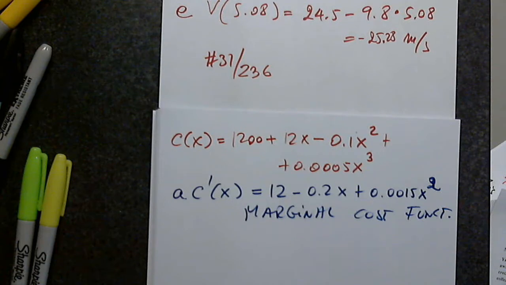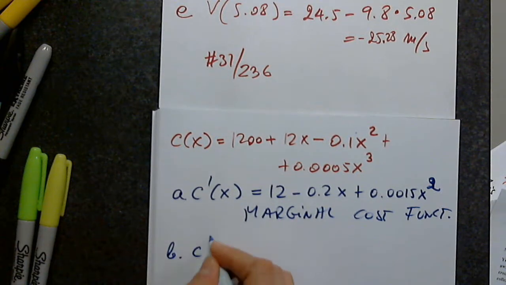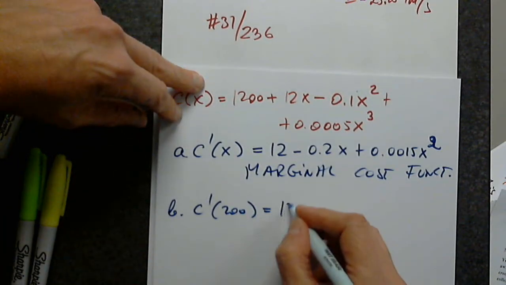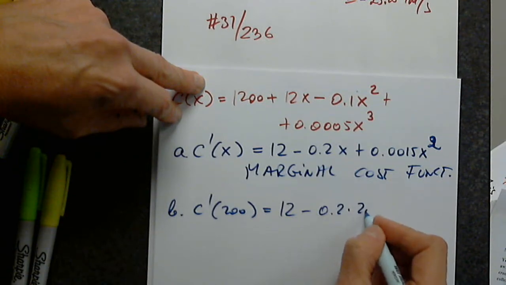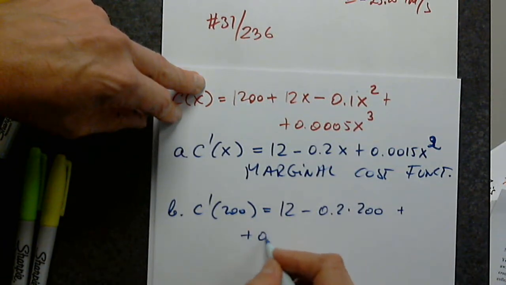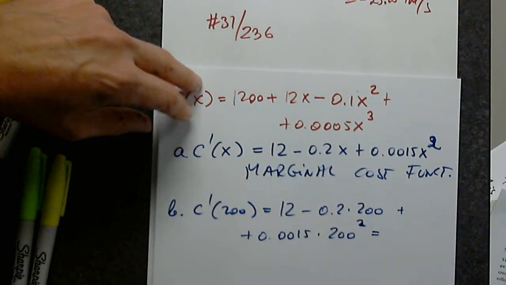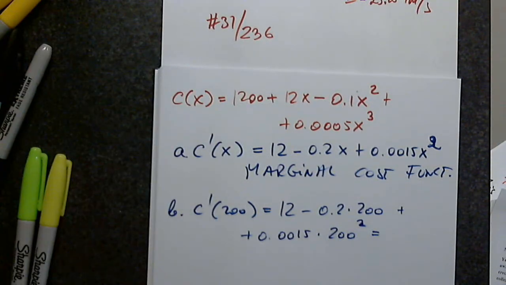Find C prime of 200 and explain its meaning. What does it predict? Exactly. So this will be 12 minus 0.2 times 200 plus 0.0015 times 200 squared. And when you want, give me this number.